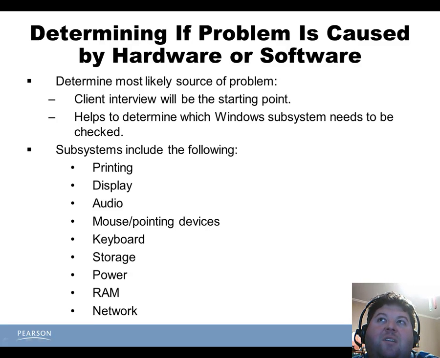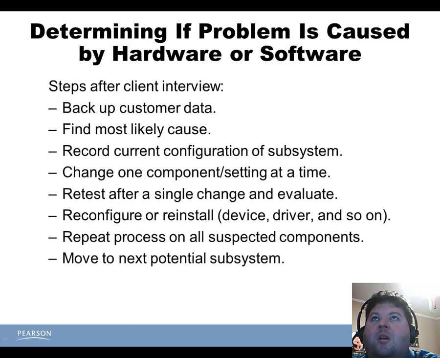The client interview will be the starting point, and it'll help you to look at the Windows subsystem to see what's being checked. Windows subsystems, by the way, include the printing subsystem, display, audio, mouse and pointing devices, the keyboard. That's kind of in the same subsystem with mouse and pointing devices. Windows calls that human interface devices now. Storage, that's going to be your hard drives, the power, the RAM, and then the network.